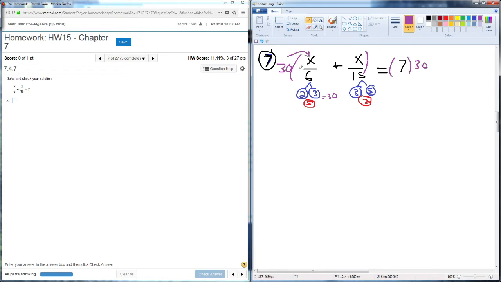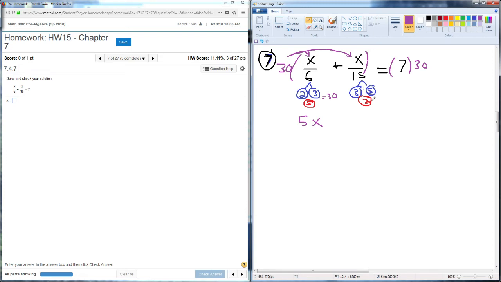30, when I multiply 30 times the LCD times a fraction, I am going to divide first. So 30 divided by 6 is 5. 5 times x is 5x. And this is what you always do for LCDs, because by definition they will always divide evenly. 30 divided by 15 is 2.